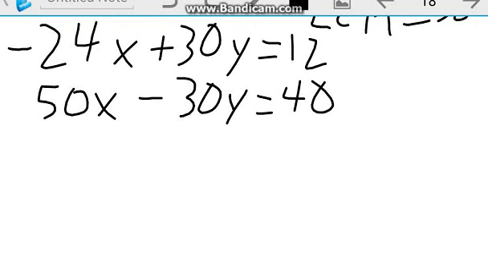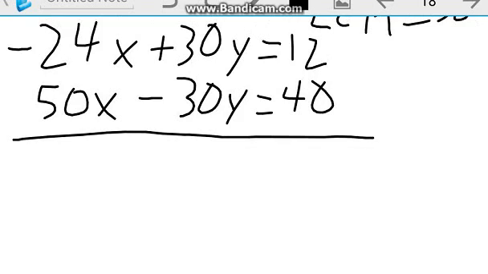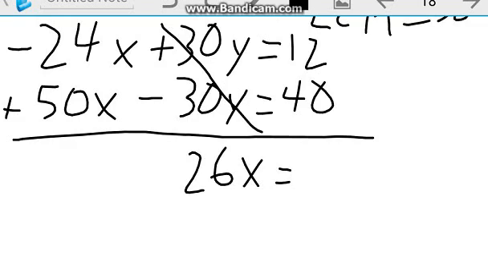Now we have a positive 30y, we have a negative 30y. When we add these equations together, they will cancel out. So let's do that. These will cancel out like we planned. Negative 24x plus 50x, that's subtraction. We're going to keep the sign of the bigger number, which is the 50, and that's positive. So 50 minus 24 will leave us with positive 26x. 12 plus 40, 52.